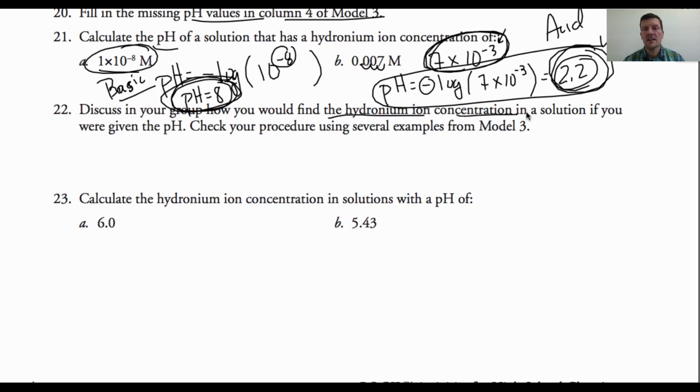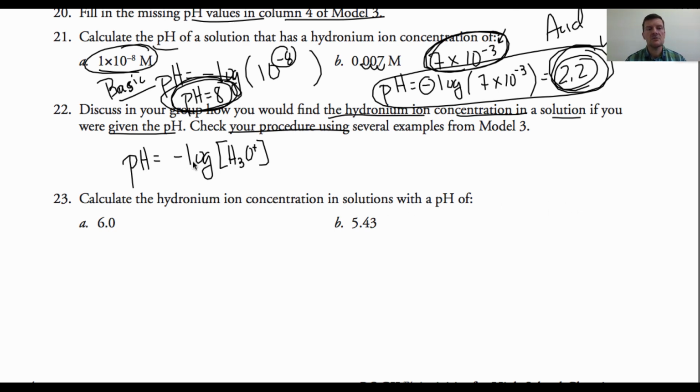Find the hydronium ion concentration in a solution if you were given the pH. This time we're going to go the other direction. So if pH is equal to the negative log of the concentration of the hydronium ions, do you know what the inverse operation of log is? Well, remember I told you that log is just an exponent? So the inverse operation of log is 10 to a power. You're taking 10 to a certain power.